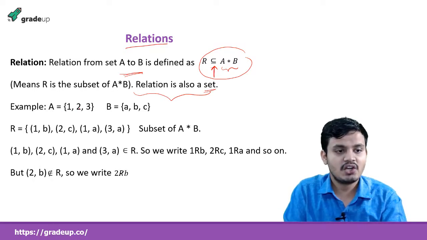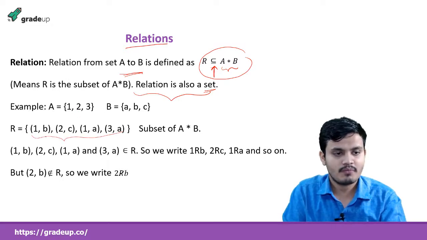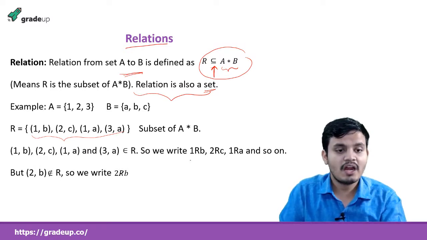Example, A is equal to {1, 2, 3} and B is equal to {a, b, c}. Then you will take the Cartesian product and I take a subset of it. (a, b), (2, c), (1, a) and (3, a), and this is a subset of A cross B, and this is the relation. (1, 2) and all these belong to R. So we write like this.